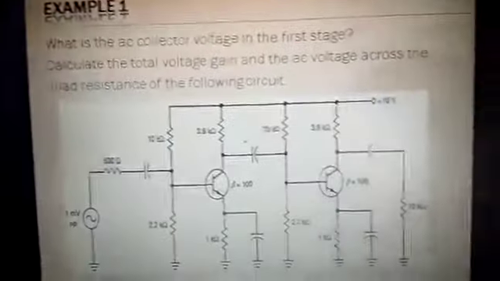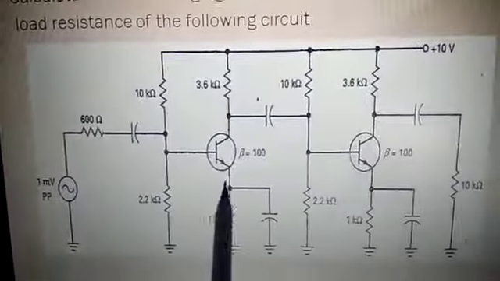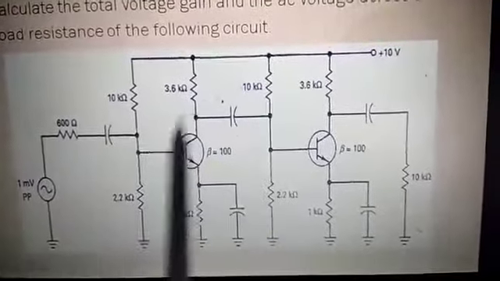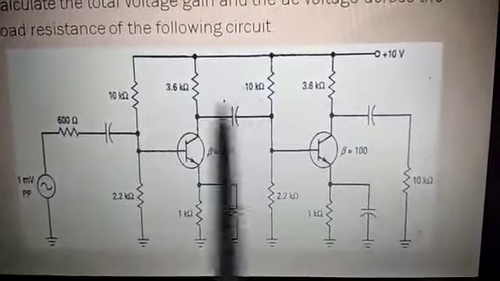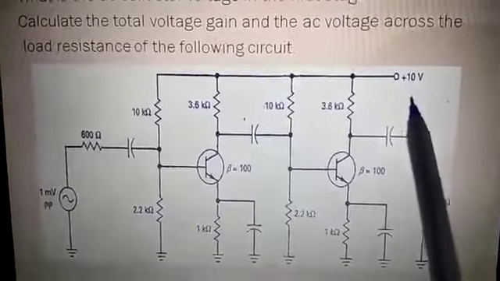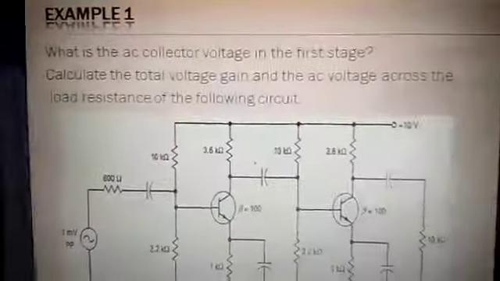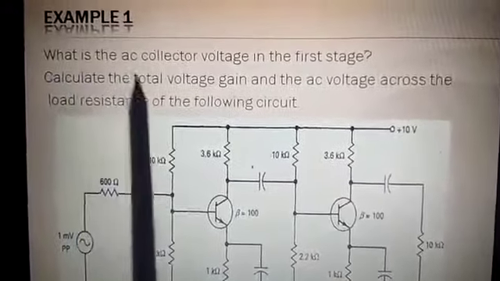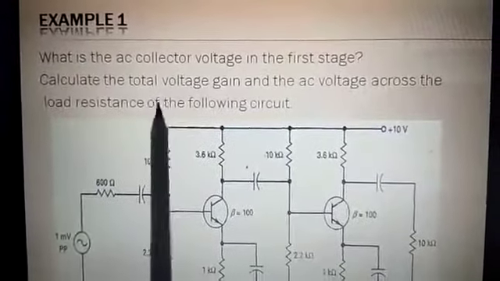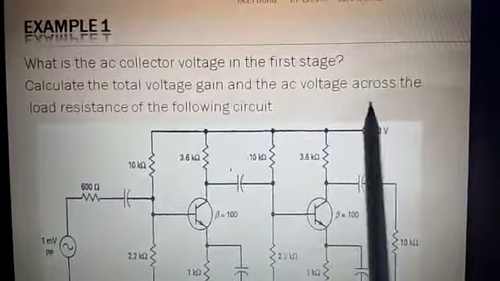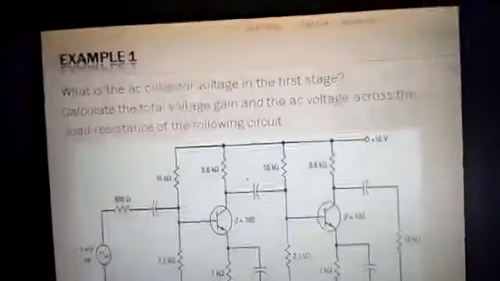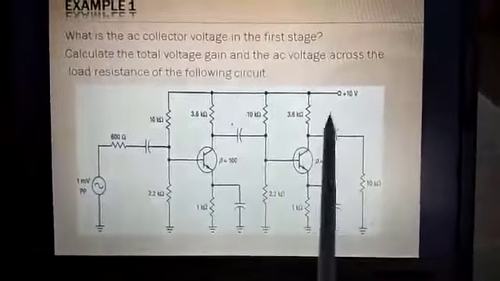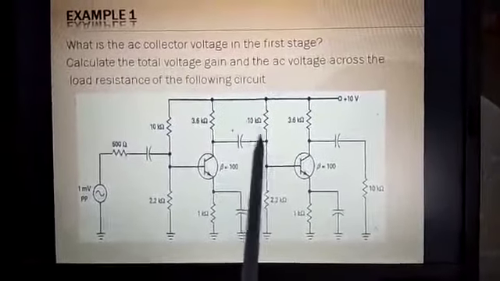This is the example shown here. This is the common emitter configuration, and this is also a common emitter configuration, where the same example is given along with all the values of the resistances and a supply voltage of 10 volts. The problem is something like this. This type of question may be asked in the exam also. What is the AC collector voltage in the first stage? Calculate the total voltage gain and the AC voltage across the load resistance of the following circuit. Dear students, here no H parameters are given, so you have to calculate in terms of the general form.